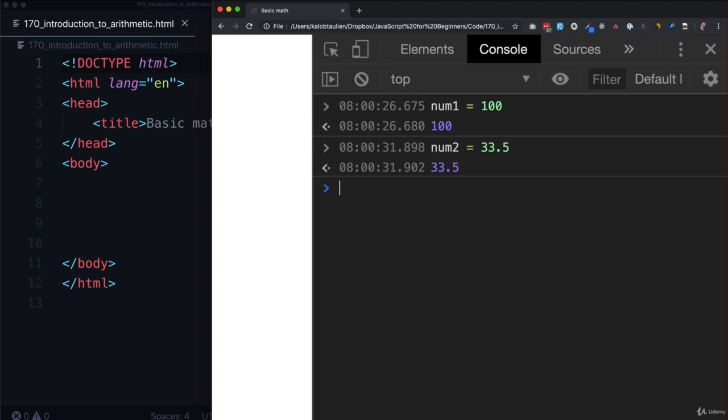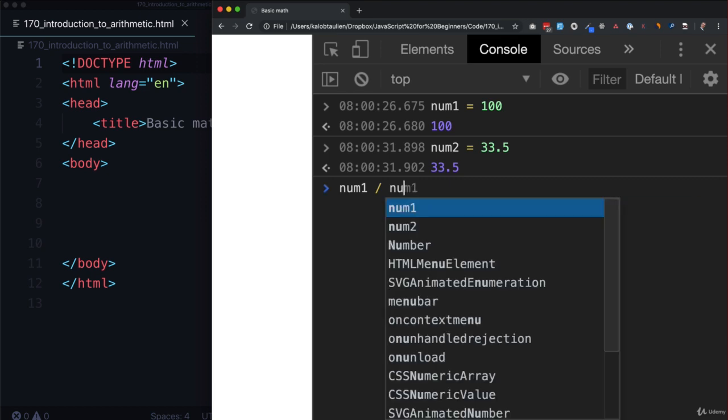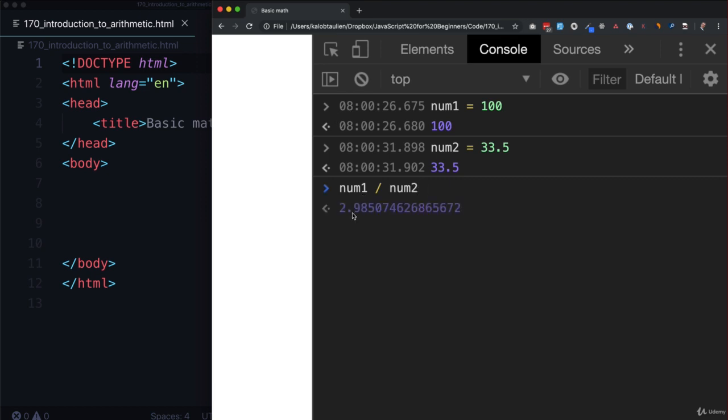Now, if we wanted to divide these numbers, let's say we wanted to divide 100 by 33, we could do num1 divided by num2. And you can actually see that's going to give me the exact number down here. And so this is division. It's just a slash, that's all it is.